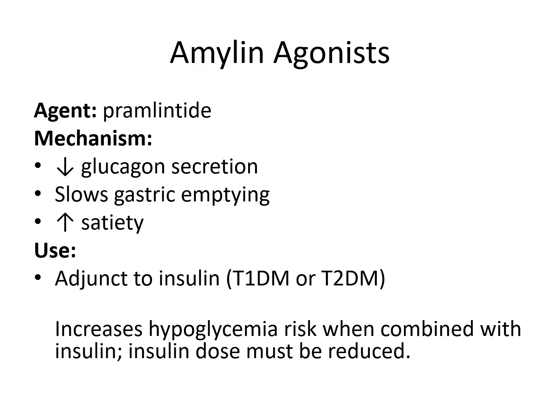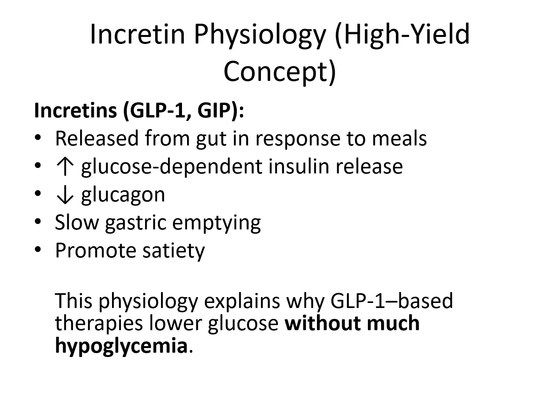So clinically, pramlintide is used as an adjunct to insulin in both type 1 and type 2 diabetes. However, an important safety point is that when this is added to insulin, it increases the risk of hypoglycemia, especially early in therapy. So insulin doses have to be reduced when starting pramlintide. Because it requires additional injection and careful titration, it is less commonly used than our newer agents like our GLP-1 receptor agonists. So if you add pramlintide to insulin and you don't reduce the insulin dose, hypoglycemia is going to be very likely. So before we talk about our GLP-1 based therapies, we have to understand incretin physiology.